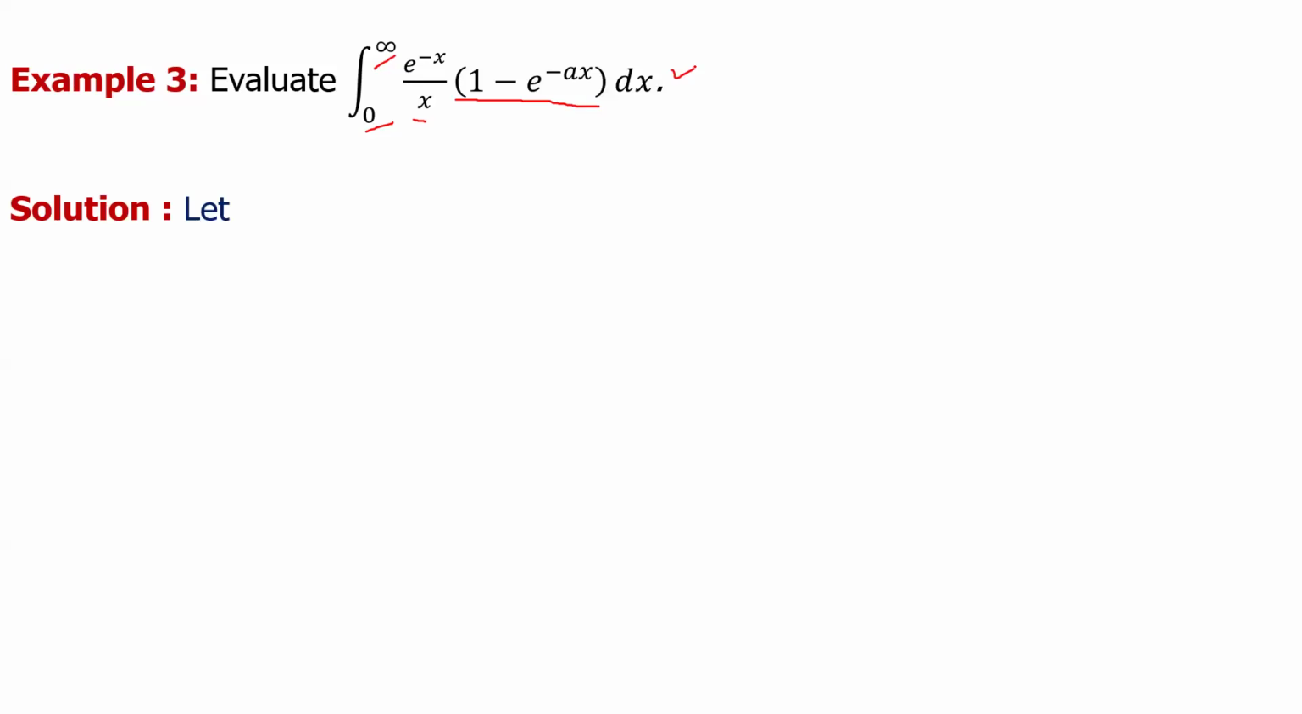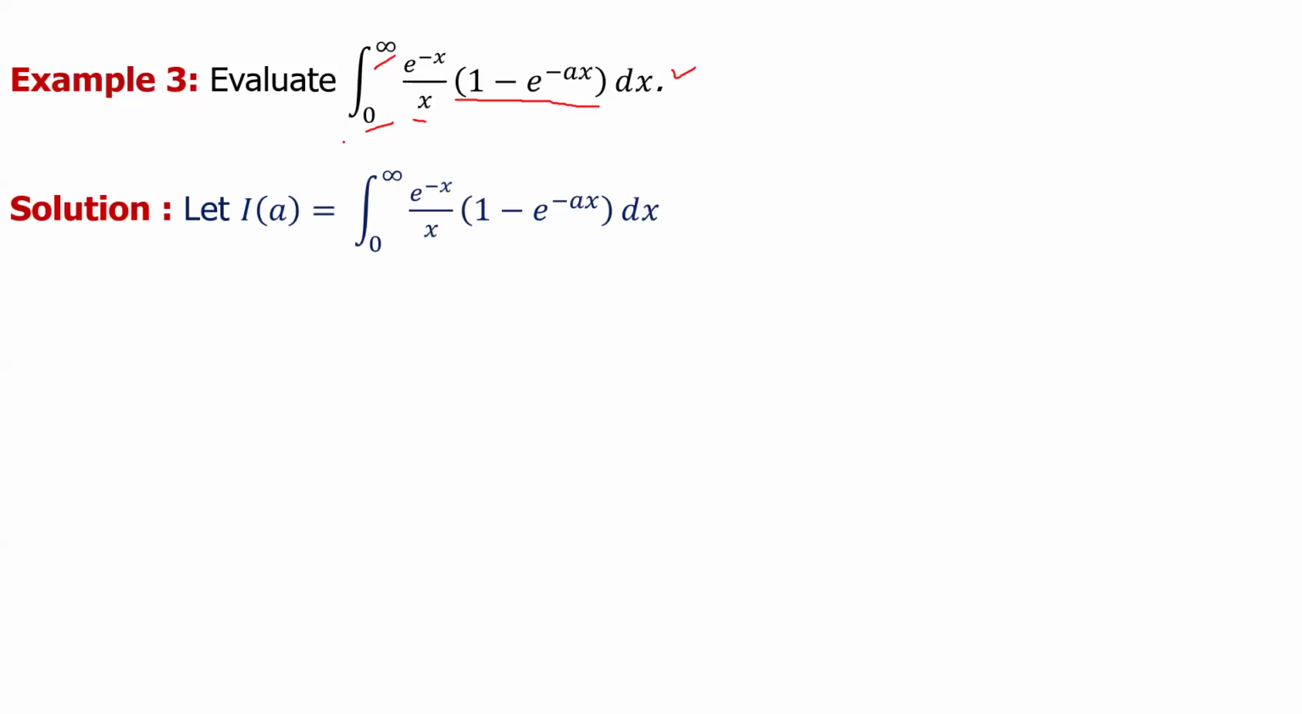In this lecture, we take an example of differentiation under integral sign. So the question is: evaluate the integration of (e^(-x)/x) multiplied by (1 - e^(-ax)) under the limit 0 to infinity with respect to x. So let us try to solve.